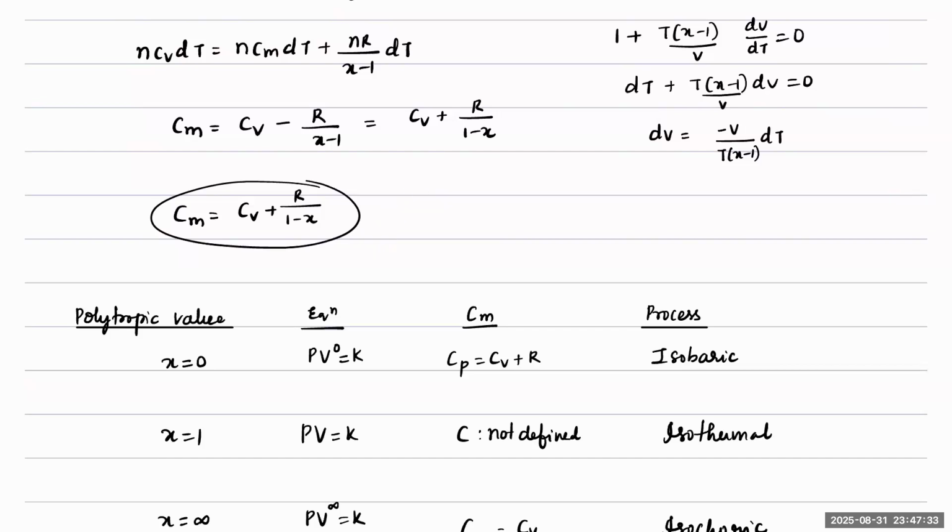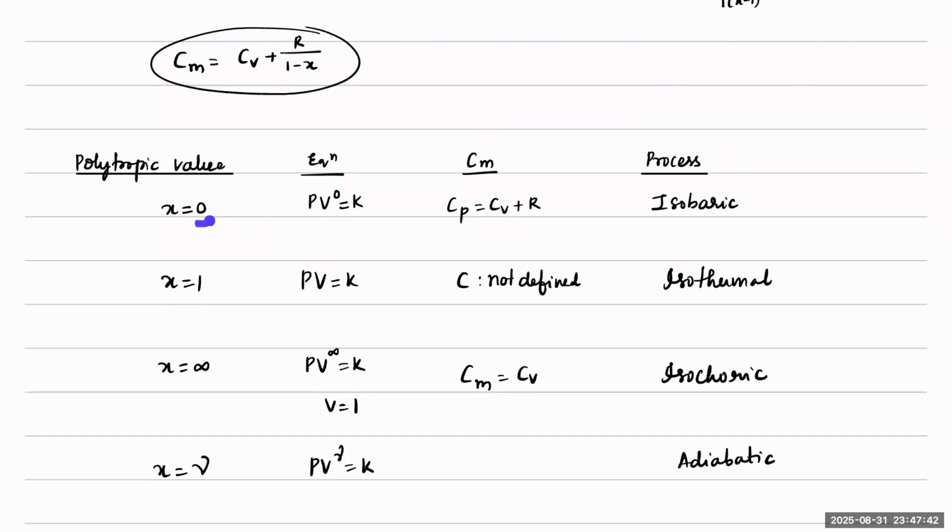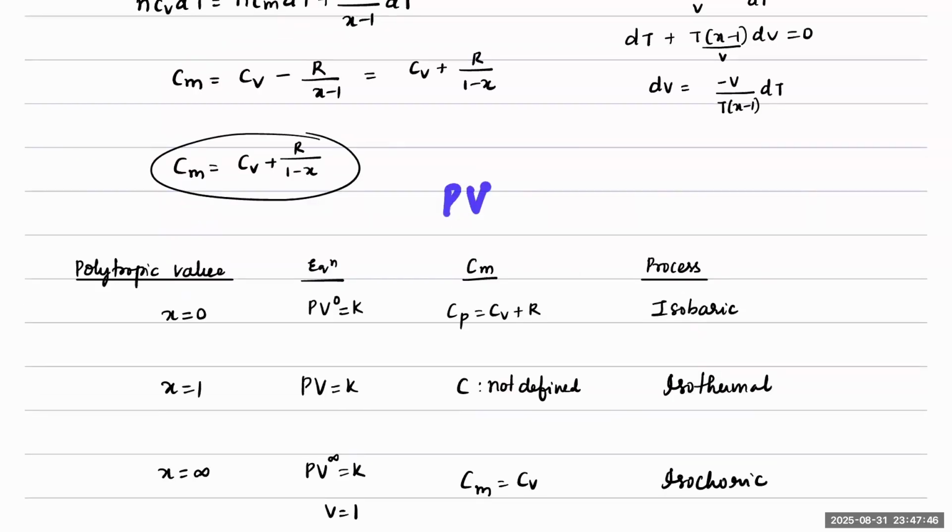This x is any general x now. So for a different value of x, we should get different processes. For example, if I put x is equal to 0, you know that in PV raised to power of x, if x is equal to 0, what is that supposed to mean? It means pressure should be constant, right? If pressure is constant, that means it must be an isobaric process. So when x is equal to 0, it will become an isobaric process, correct?